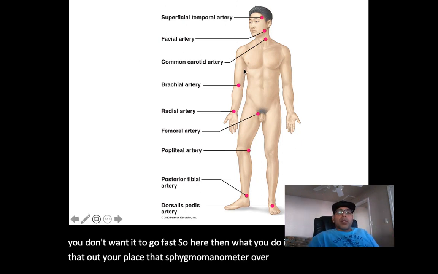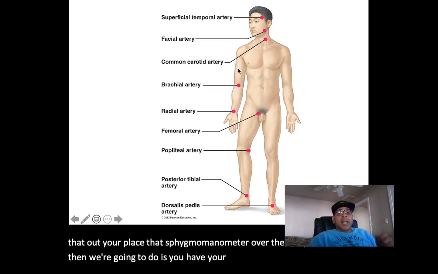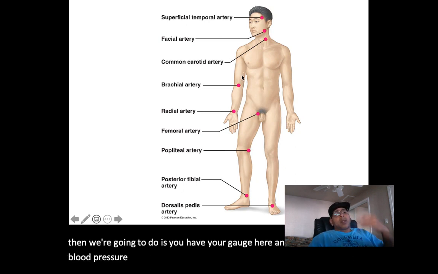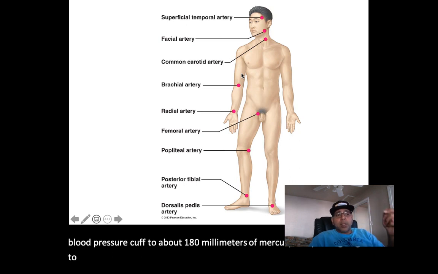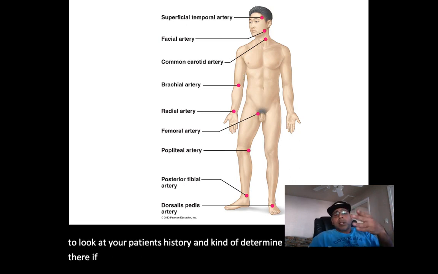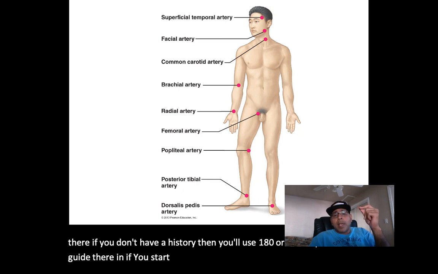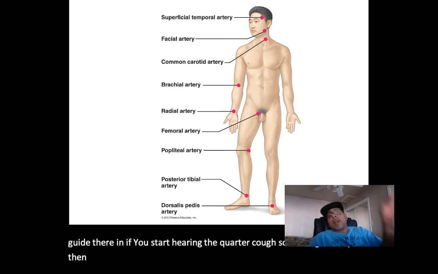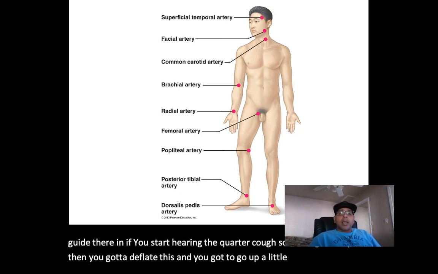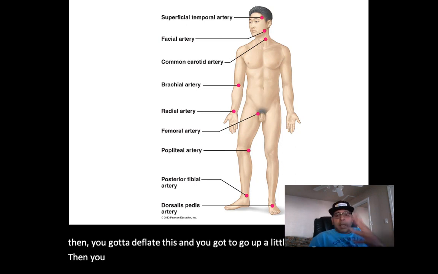And here then what we're going to do is you have your gauge here, and we'll inflate that blood pressure cuff to about 180 millimeters of mercury. But what you're going to do is look at your patient's history and kind of determine what you'll go to there. If you don't have a history, then you'll use 180 or 200 as your guide. And if you start hearing the Korotkoff sounds right away, then you know you got to deflate this and go up a little bit higher. Then you could use the other arm and try it again there.